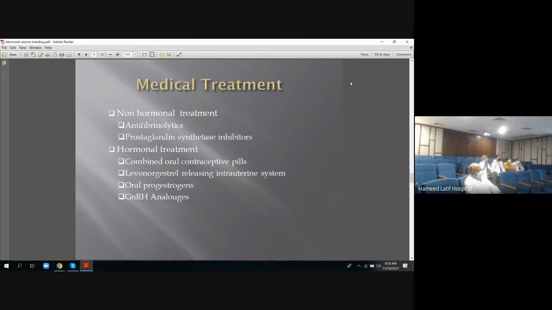In non-hormonal treatment, antifibrinolytics such as tranexamic acid reduce the blood flow up to 50% by inhibiting endometrial fibrinolysis. Antifibrinolytics are not usually prescribed to women with a history of thromboembolism.